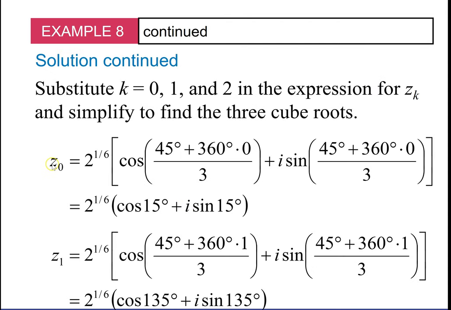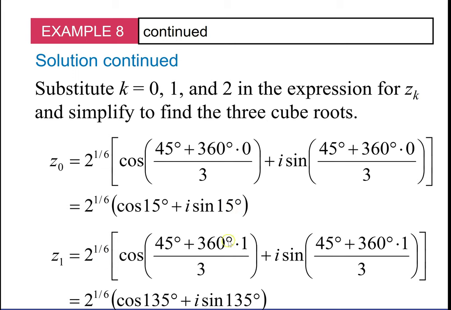And so for z0, the initial value here, that's the same, but we're going to say it's 0 times 360. It's really going to be 45 divided by 3. That's all it's going to be. So there's no revolution happening. That would be 15, and it's going to be the other same. So this is one answer right here. This is one root. Remember, we need to find 3 roots here.